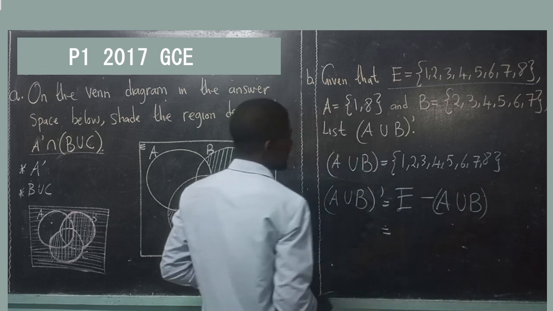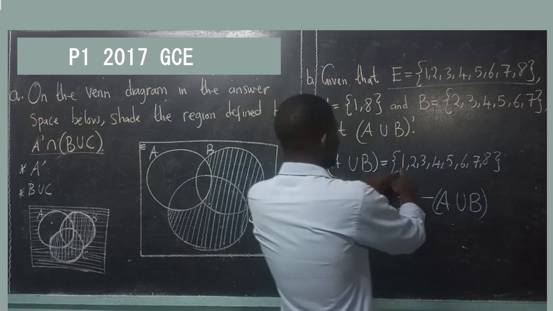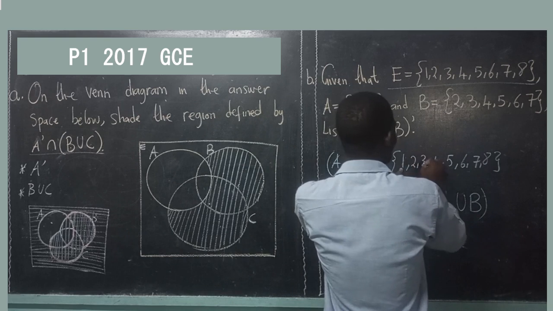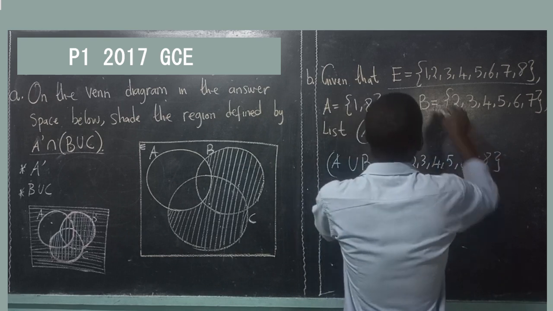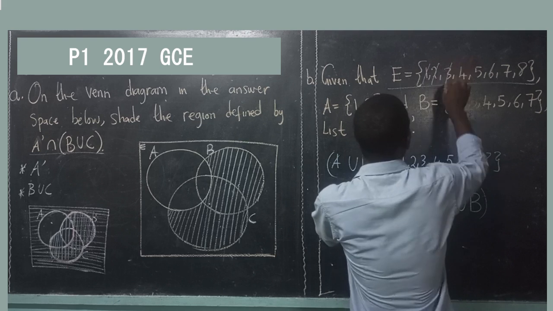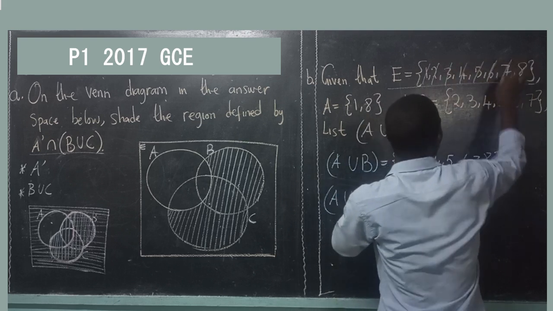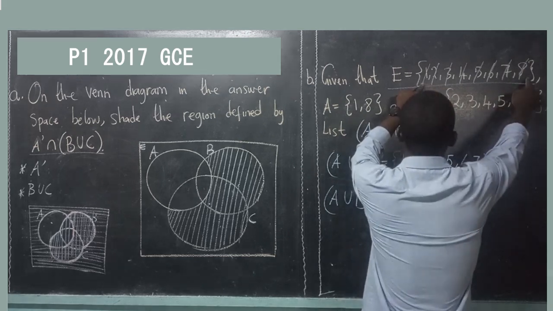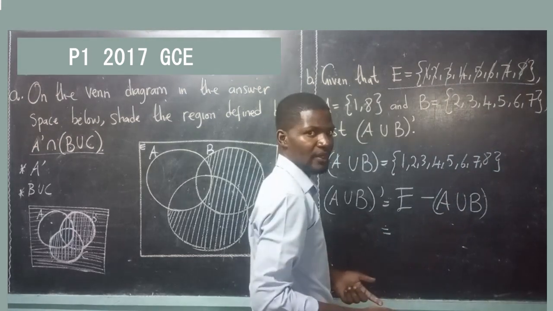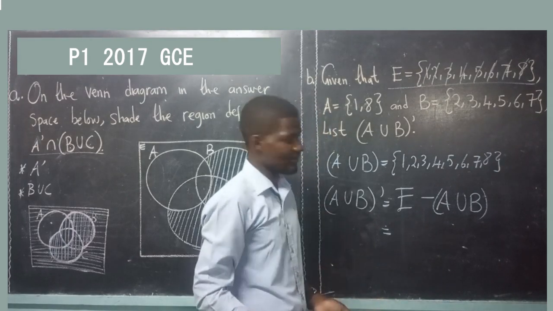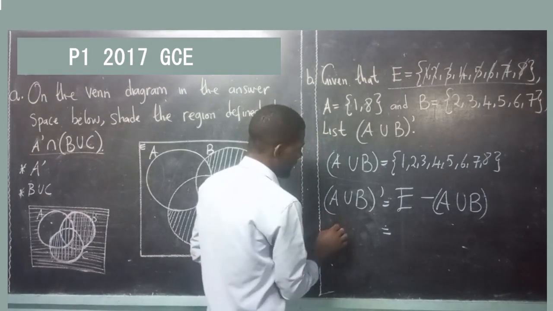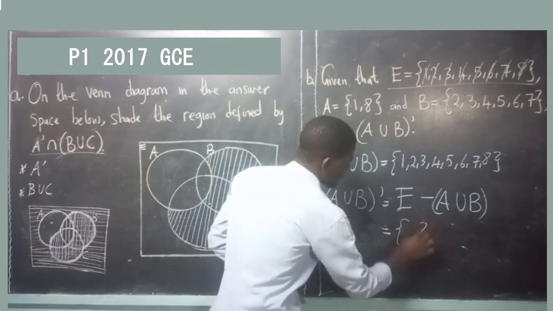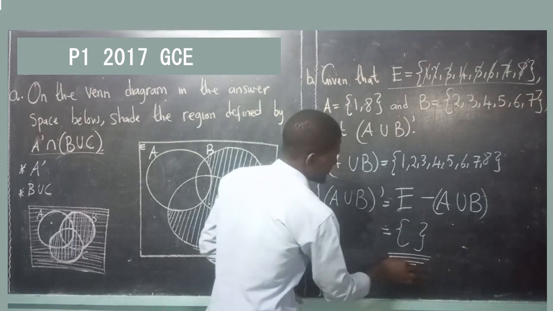Therefore, our answer is going to be, remove everything that is in A union B from there. So we have 1, 2, 3, 4, 5, 6, 7, 8. Let's remove them. What do we remain with in the universal set? There is nothing. We remain with an empty set. Therefore, our A union B complement will be an empty set.